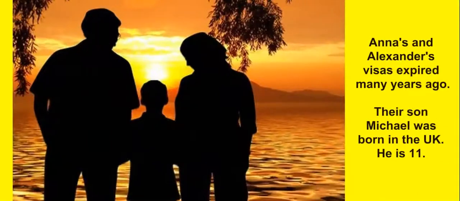Anna and Alexander are both from a visa national country, and they came to the UK 15 years ago as visitors. As you know, visitors are generally granted entry clearances or visas which are granted outside the UK for up to 6 months. However, this couple didn't leave after the expiry of their leave. So in other words, they became overstayers. Their visa expired many years ago and they remained in the UK without any documents.